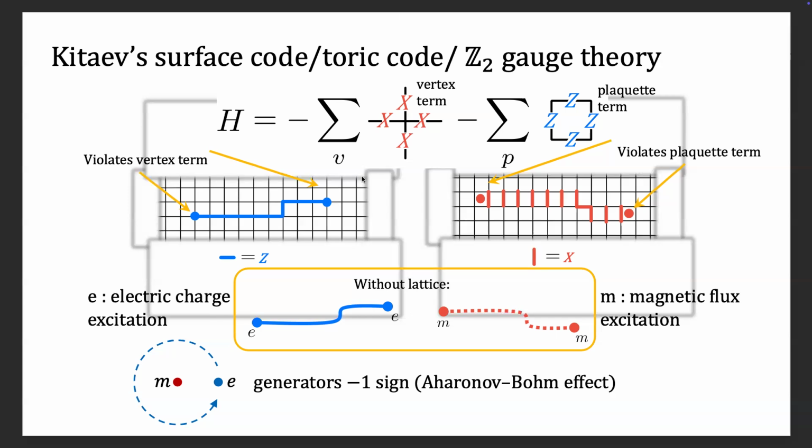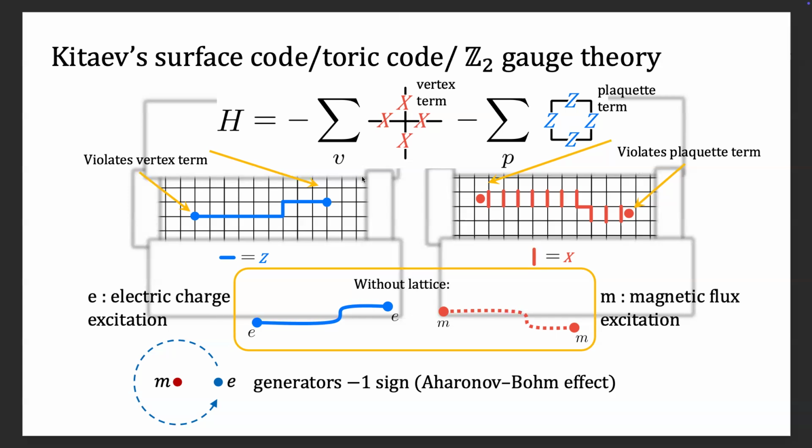So we can see this Z string creates an excitation around its endpoint, and we call this endpoint the E charge, the electric charge excitation. Similarly, we can apply the Pauli X operator on these red vertical edges. Notice this Pauli X always commutes with the vertex X, so this only violates some plaquettes. And if we put a plaquette at the endpoint, it anti-commutes with this Pauli X string. So this X string will violate two plaquettes, here and there. We call this plaquette violation the M particle, the magnetic flux excitation.